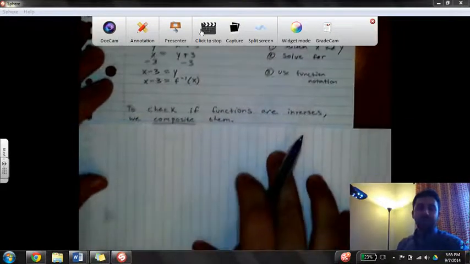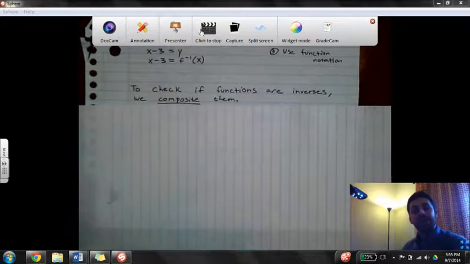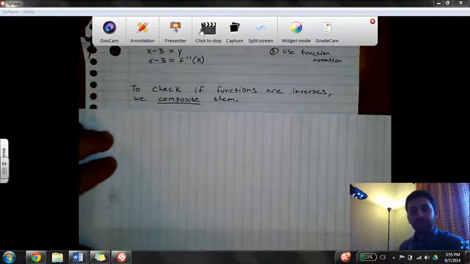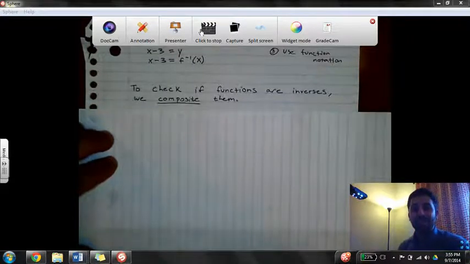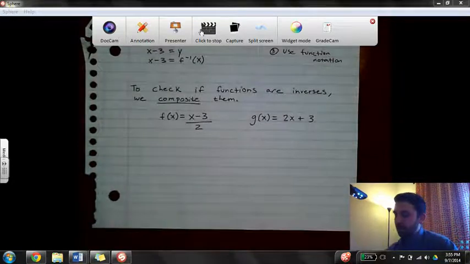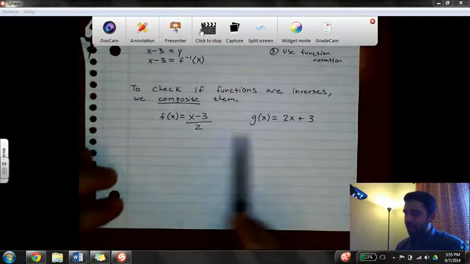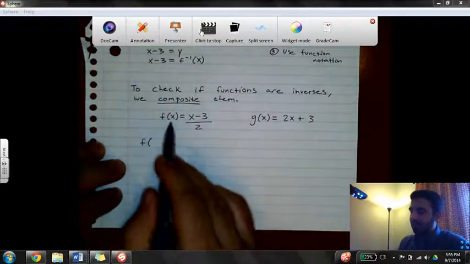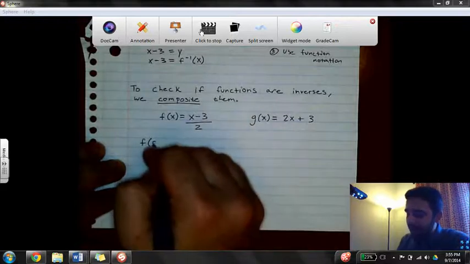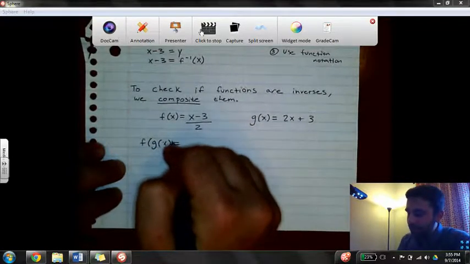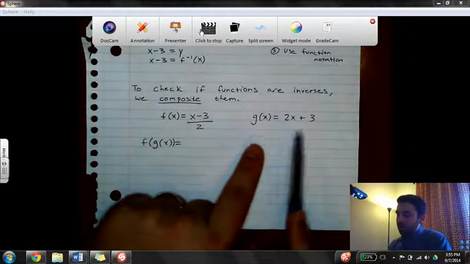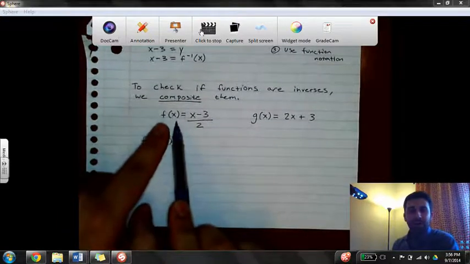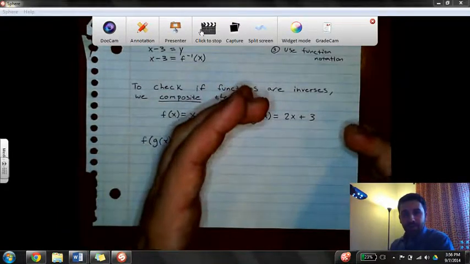So, say we are given two functions and asked to find if those two functions are inverses of each other. In order to check if functions are inverses, we compose them. What it means to compose a function is if we have these two functions and instead of saying f of x, we say f of g of x. This is where we take our g of x function and substitute it in for x in our f of x function. So we're taking g and putting it into f.